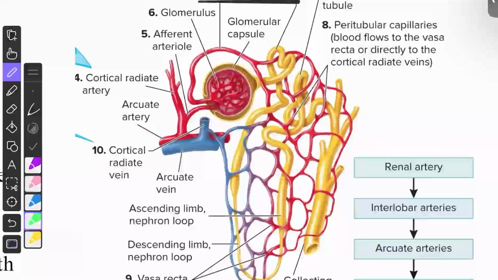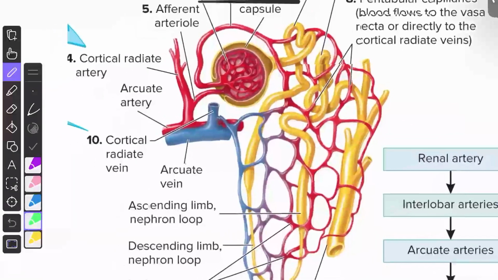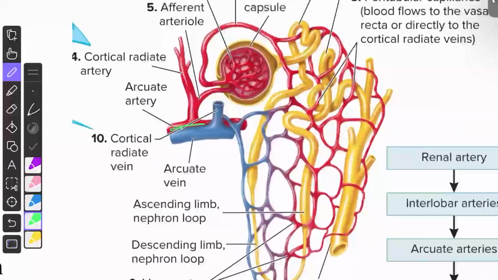I'm going to kind of back us up a little bit and sort of bring us in from the beginning. So this is our arcuate artery here, right? This is our arcuate artery that's running around the top of that pyramid. You've got the cortical radiate artery branching off of there. And then you've got the afferent arteriole coming into the glomerular capillaries. From the glomerular capillaries, we are going to exit out through the efferent arteriole.